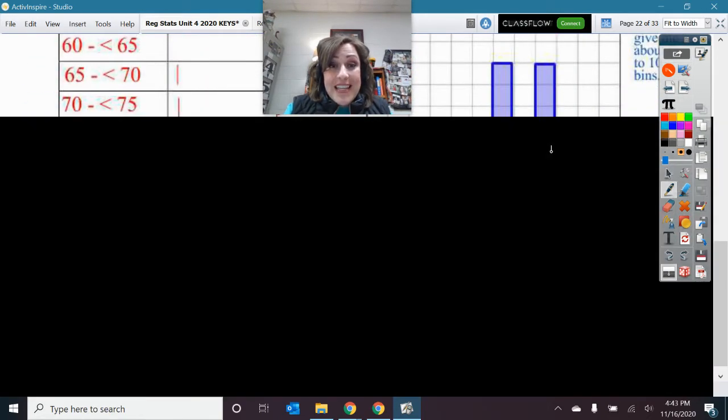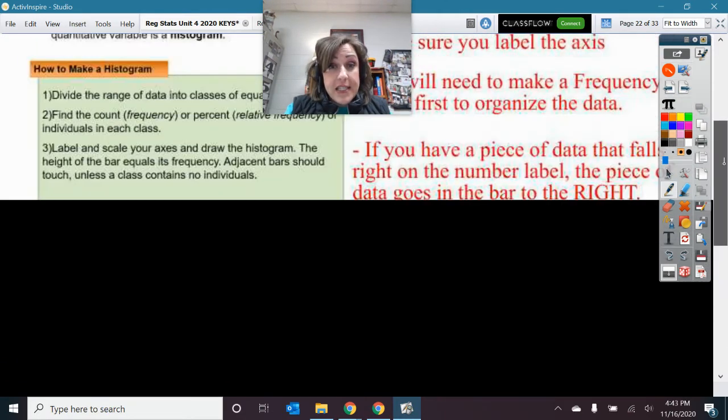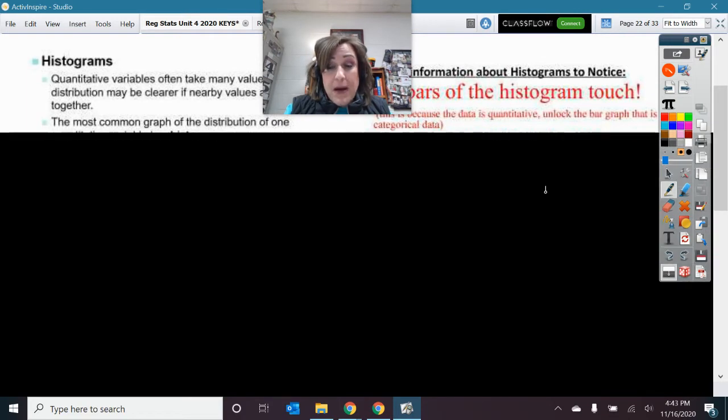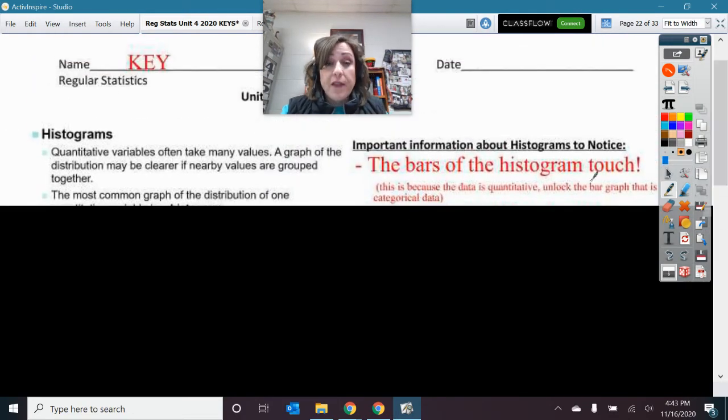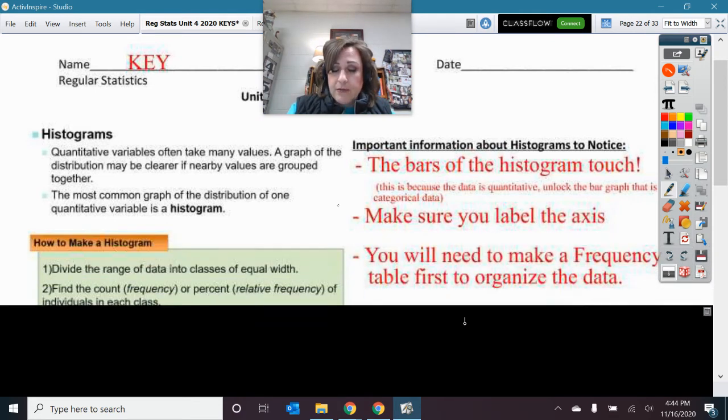All right, so that is the first big difference between a bar graph and a histogram that you've really got to keep in mind. The bars on the histogram touch because the data is quantitative, unlike the bar graph, which is categorical data. Next, make sure that you label the x-axis value on the bottom and the frequency on the left. That is the number of students, or you could even just put frequency.